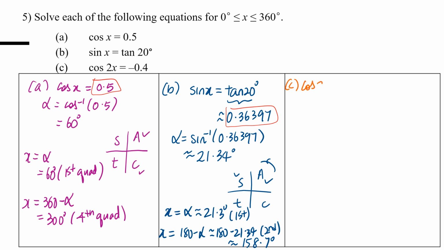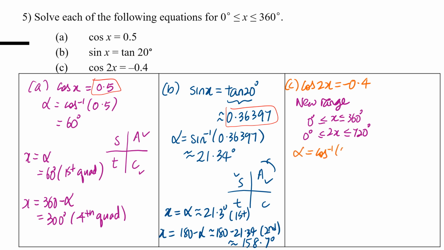All right, so for part C, we will have to find a new range. Why do we need to find a new range? Because you're asked to find cosine 2x. So your final answer is x between 0 to 360, but before you can even reach that, you have to find 2x first. So 2x is between 0 to 720. The meaning of 2x is that there will be 2 rounds, 2 cycles, 2 rounds, okay?